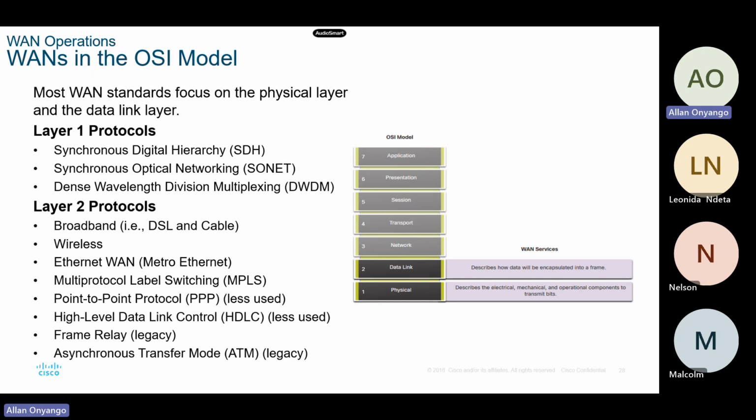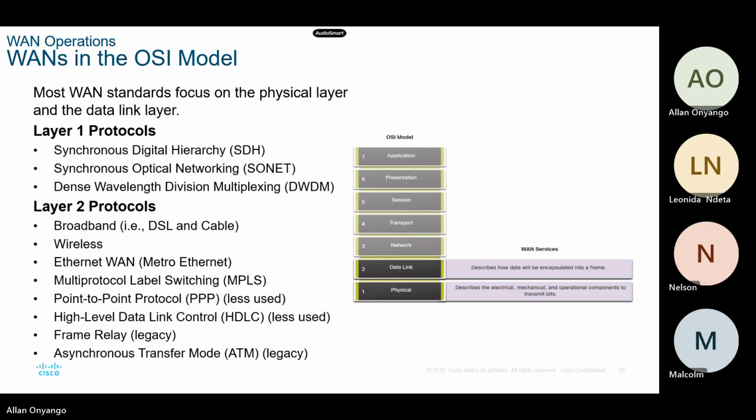All these are protocols that are found within fiber optic. Then at layer 2, we have several of them here. We have broadband, DSL or cable. We have a wireless network for the WANs, Ethernet or Metro Ethernet. We have MPLS, multi-protocol label switching. We have point-to-point. We have HDLC, the high-level data link control. And then we have the asynchronous transfer mode. You realize some of them are very old. ATM is a legacy protocol. Frame relay is also a legacy protocol. HDLC is also less used nowadays. The most commonly used ones are Ethernet, Metro Ethernet, MPLS, and point-to-point protocol.